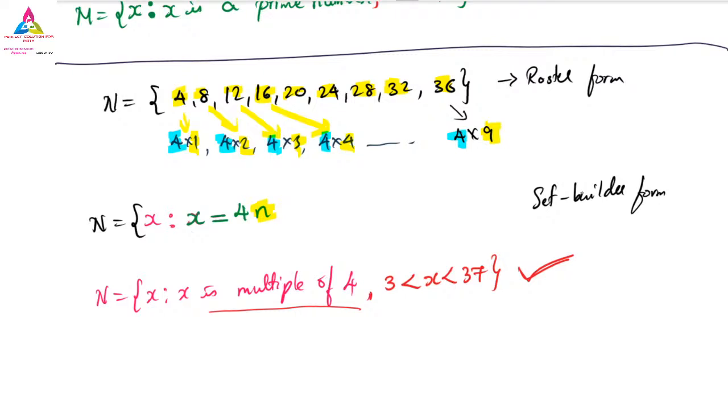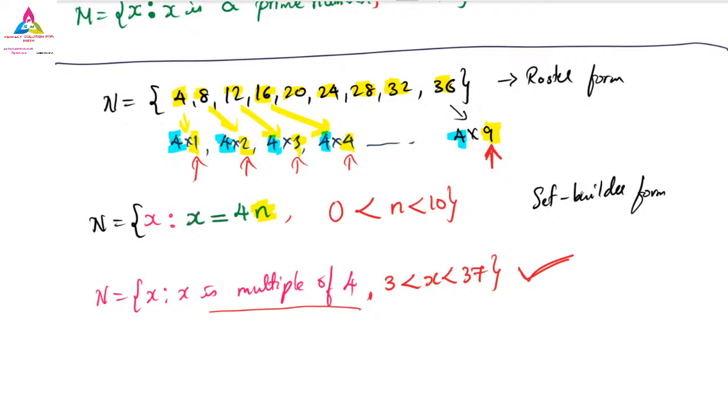So I can write x is equal to 4 times n, where n belongs to the natural numbers. All of you see, all these n values belong to natural numbers. So I can write n belongs to N, so that n value is less than 10, because 9 is the last number. Or instead of writing that n belongs to N, you can write it in one sentence, like this way also: greater than 0 but less than 10.